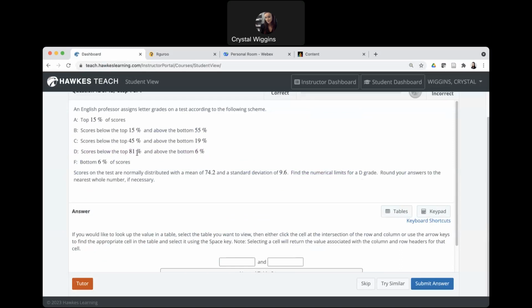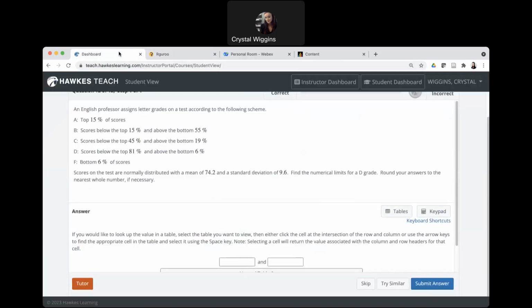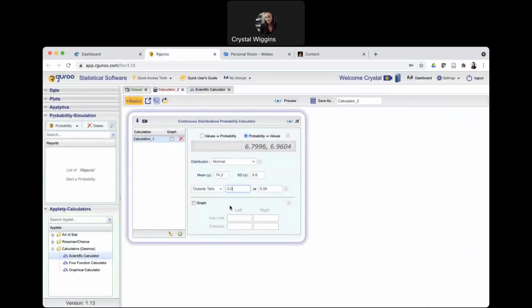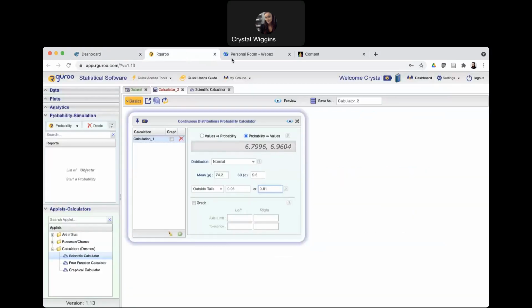The top 81% is to the right of the curve, and the bottom 6% is to the left. So these are written in the opposite order that we're actually going to be entering them into our Rguroo. But notice that they are giving me areas in the outside tails. So it's going to be outside tails where the bottom area, I already forgot, is 6%. Recall, we have to enter that in decimal form. And the top area, which is the upper tail, is going to be 0.81. So be very careful that you put the correct areas in the right tails. It does make a difference.